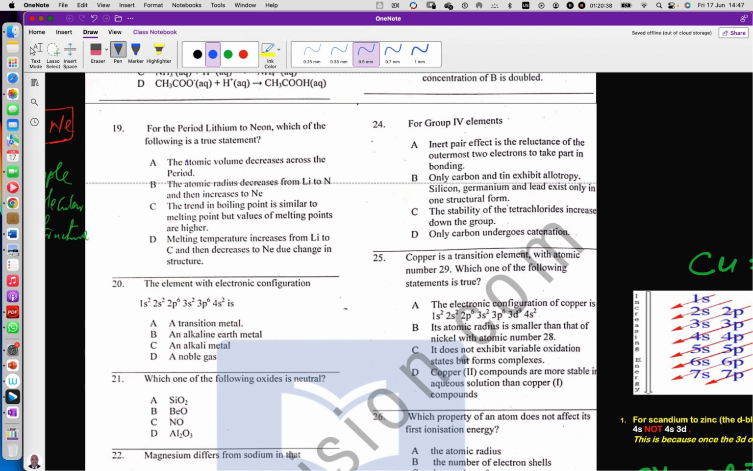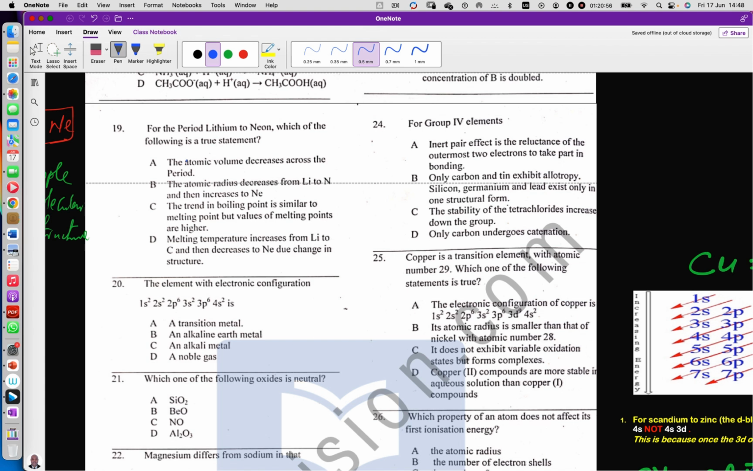Question number 24 has to do with group 14. The inert pair effect is the reluctance of the outermost 2 electrons to take part in bonding. No.